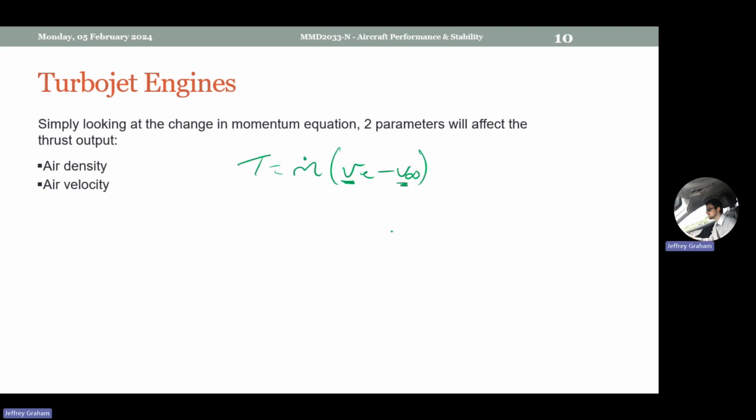Velocity involved, the bigger the velocity difference, the better. The air density, we're going to start to drive that bit. And that is because mass flow is density times area times velocity. You start to increase that, you increase the mass flow.